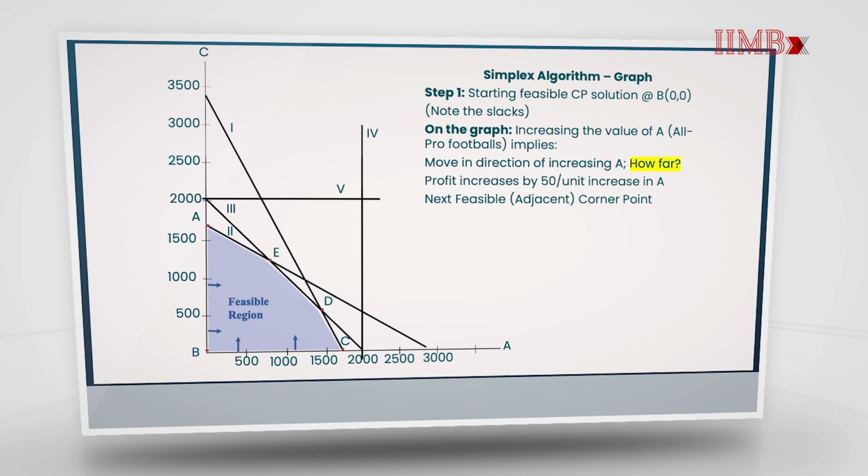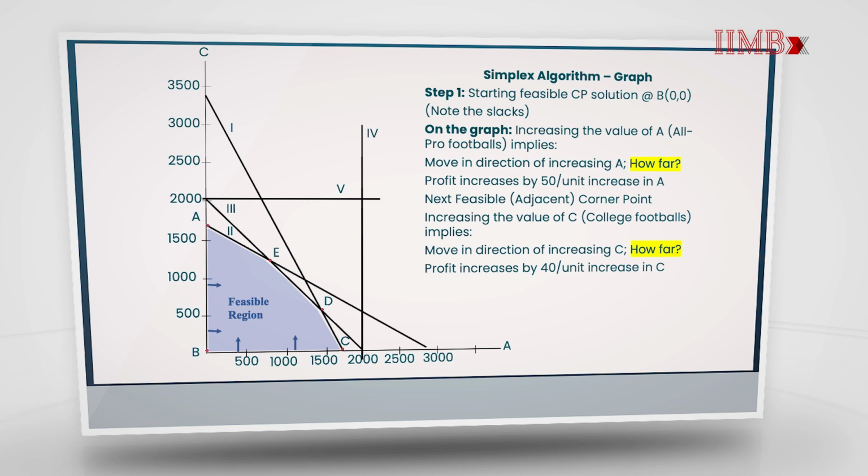What if we chose to increase the number of college footballs instead? Well, then we will move in the direction of increasing values of C, that is on the y-axis. How far can we go in that case? Well, we can go till the corner point A to remain feasible. That's the furthest we can go. And after that, there are no feasible solutions on the y-axis. In this case, the profit will increase by 40 per unit increase in C. In the previous case, the profit would have increased by 50 per unit increase in all-pro footballs.